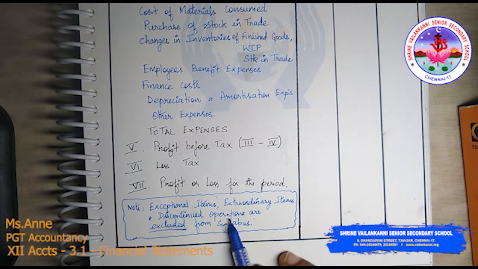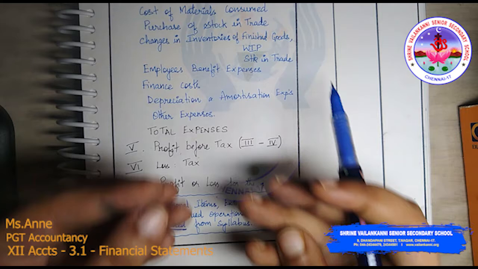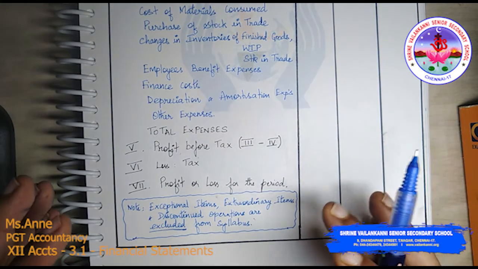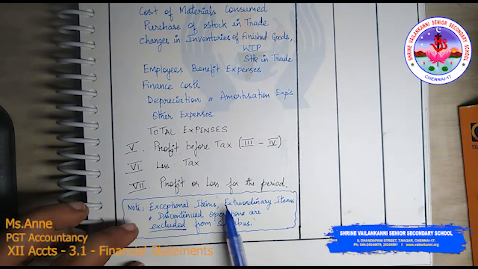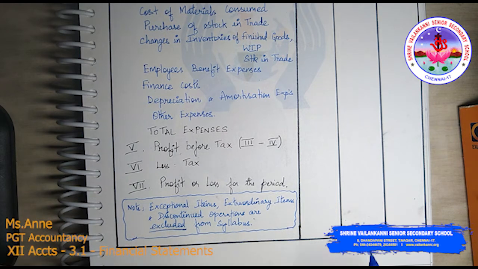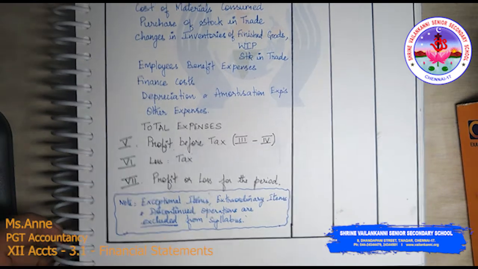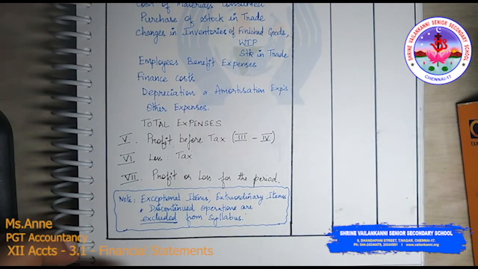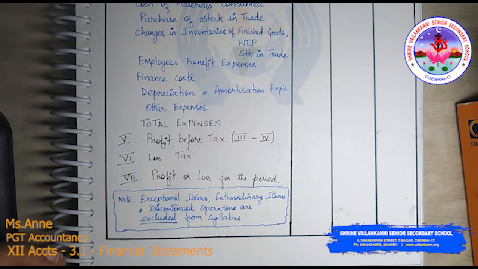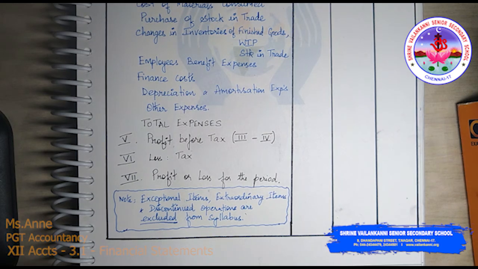Then discontinued operations: certain businesses you started but then discontinued. Anyway, these items are excluded from the P&L. At your level you will read only this, but I will show you how the real P&L will look. Just a minute, I'll show how it will look.